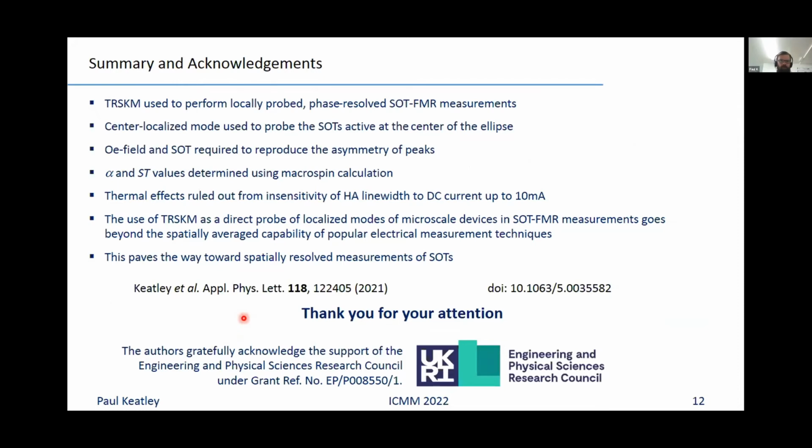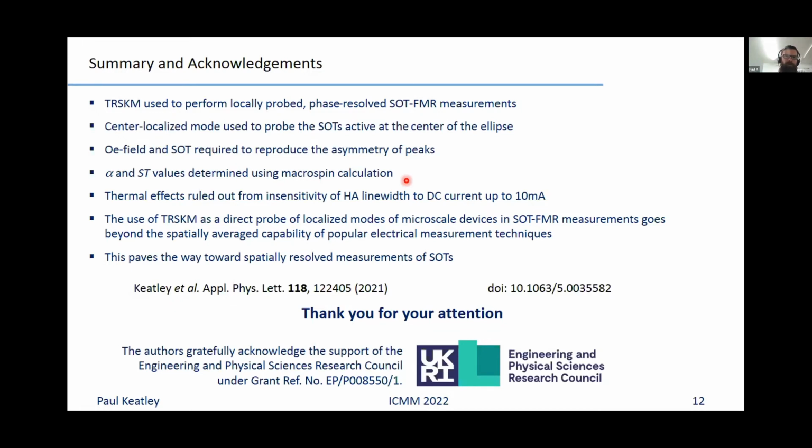In summary, we've used time-resolved scanning Kerr microscopy to perform locally probed phase-resolved spin-orbit torque ferromagnetic resonance measurements. We use the center localized mode to probe the spin-orbit torques at the center of the ellipse. And we need to incorporate both the Ørsted field and the spin-orbit torque to reproduce the asymmetry of the measured peaks. We can then use that to determine estimates of alpha and the spin torque parameter using the calculations, and we've ruled out thermal effects.